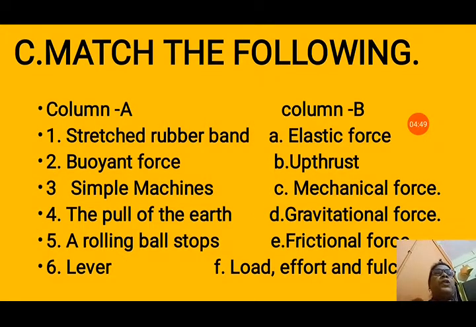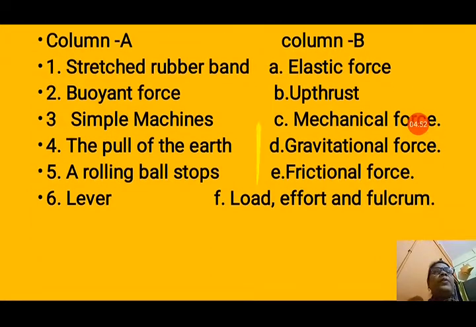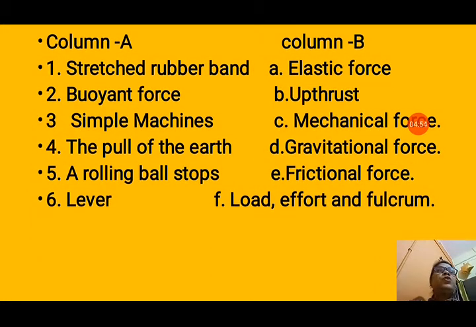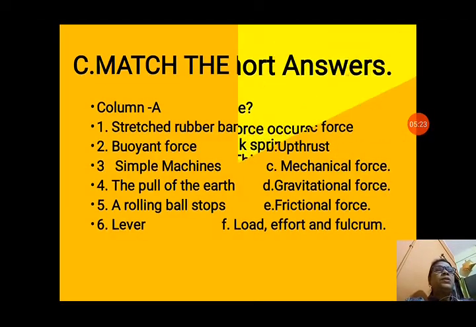Question number 5 is a rolling ball stops. Whenever any body moves, a force tries to stop the motion of that object, that is known as frictional force. So a rolling ball, after moving some distance, stops because of the frictional force that opposes the motion of any moving object. Question number 6 is lever. You know that there are three components in the lever, that is load, effort and fulcrum. So it will match with load, effort and fulcrum.